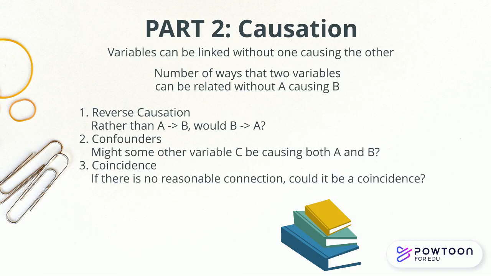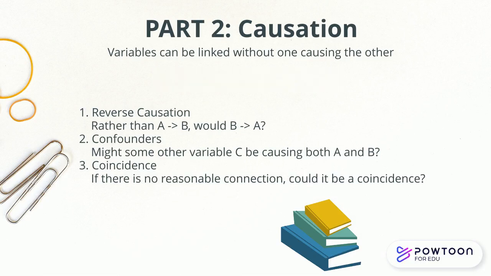2. Confounders. Might some other variable C actually be causing both A and B? Example, basketball performance A and shoe size B are correlated, but height C drives both basketball performance and shoe size.